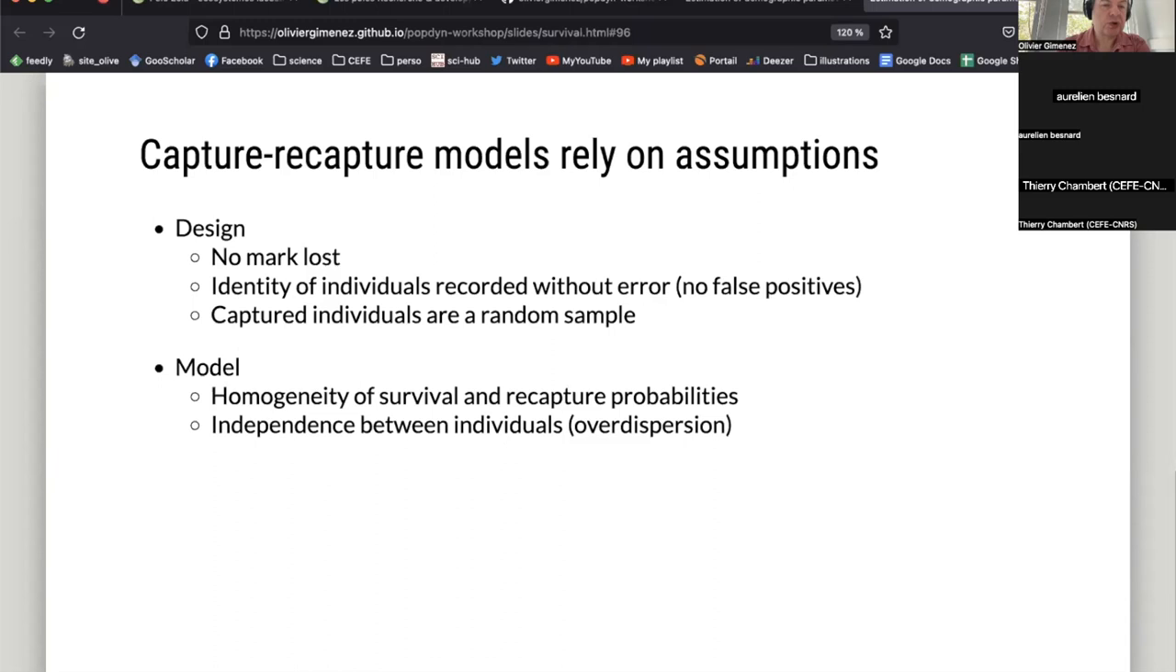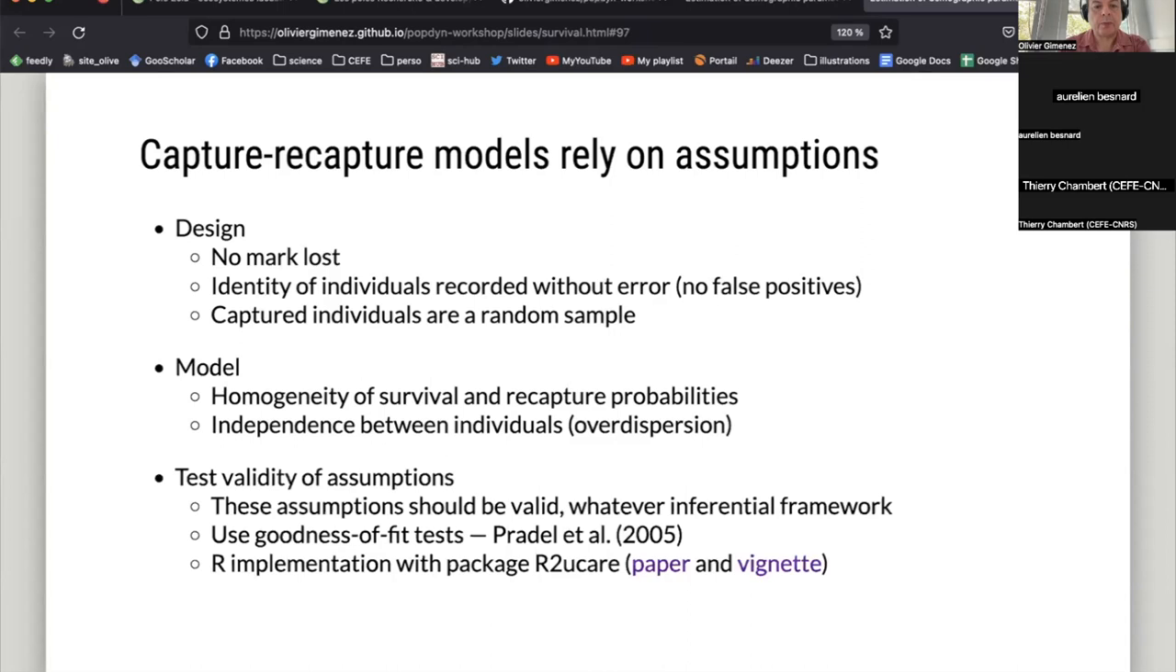I won't go into the details, but my point is that you may use goodness of fit tests to assess the validity of these assumptions. There is this nice paper by Roger Pradel and colleagues in 2005. We also have an R package called R2ucare that allows you to test for these assumptions. In the paper you have a few directions toward which you can go in case those assumptions are not fulfilled.